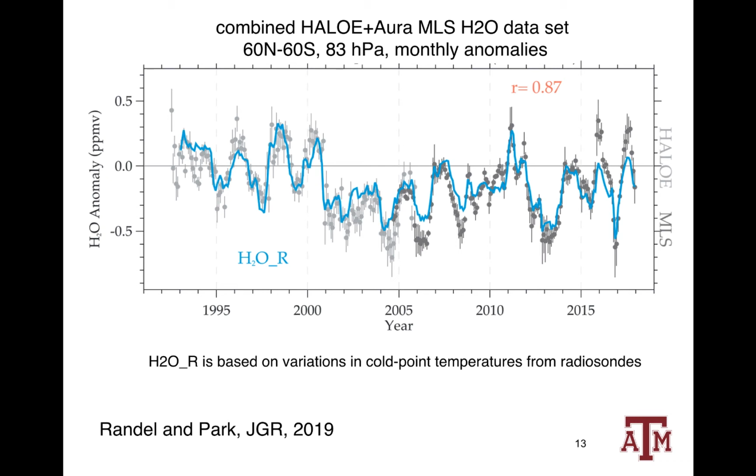So you can connect the HALOE data from UARS to the Aura data. This is a plot that came out recently, Randel and Park. These light gray symbols are, not SAGE, HALOE. And the dark symbols are MLS. And the blue line is what you'd predict just from radiosondes, if you took the coldest temperature that radiosondes measure and you average it.